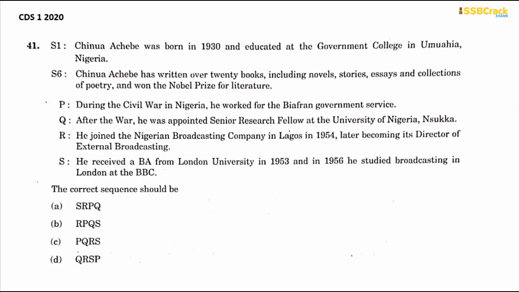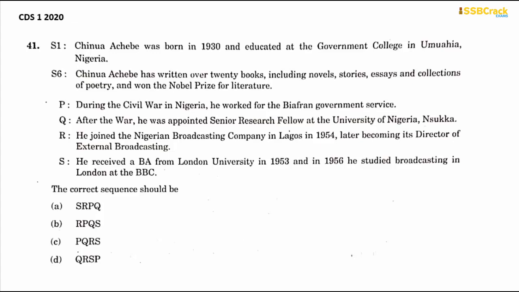We will start. It's important, first of all, to read the first and the last sentence of the passage. So sentence 1 is, Chinua Achebe was born in 1930 and educated at the government college in Umuahia, Nigeria. And sentence 6 is, Chinua Achebe has written over 20 books, including novels, stories, essays, and collections of poetry, and won the Nobel Prize for Literature.